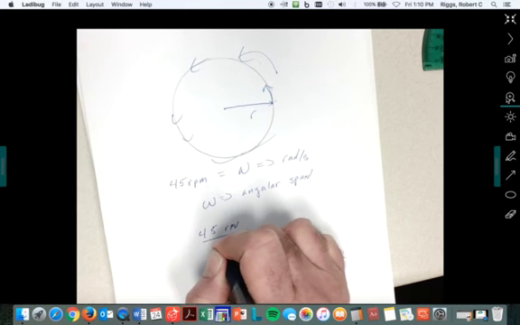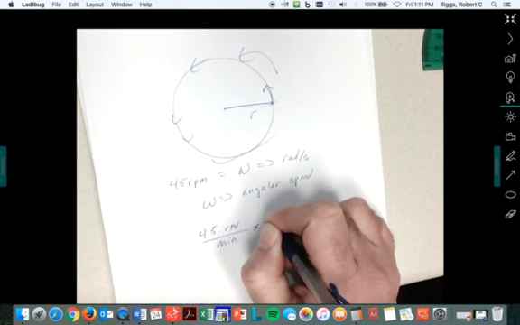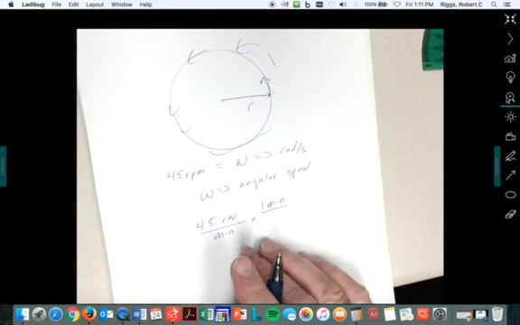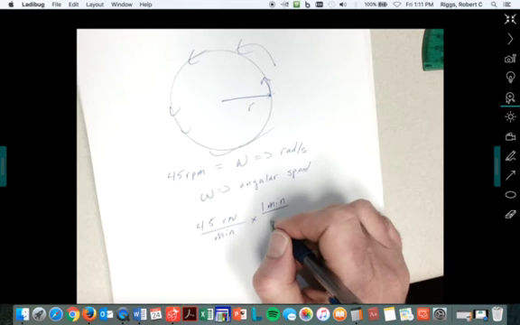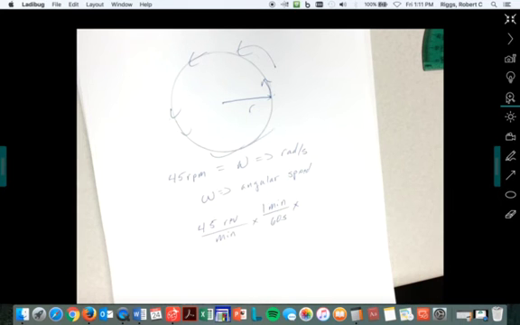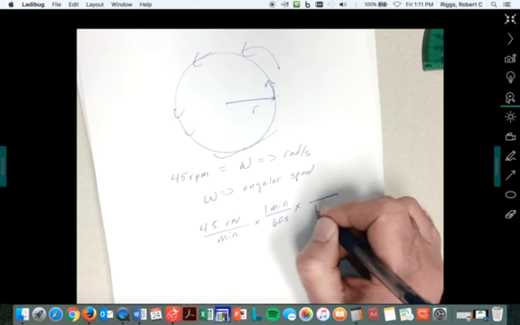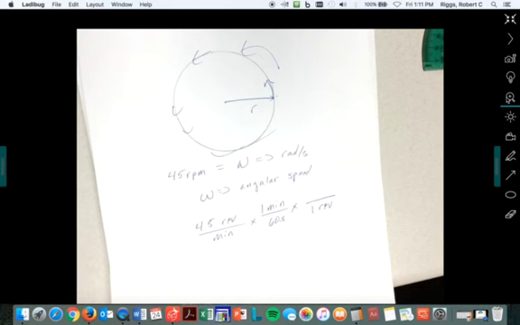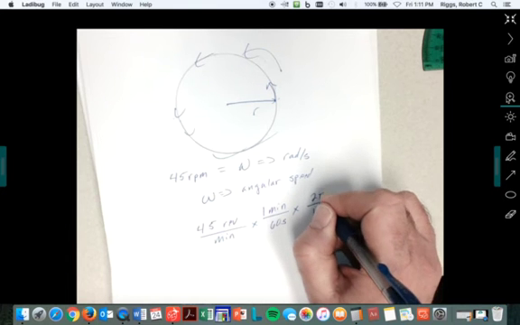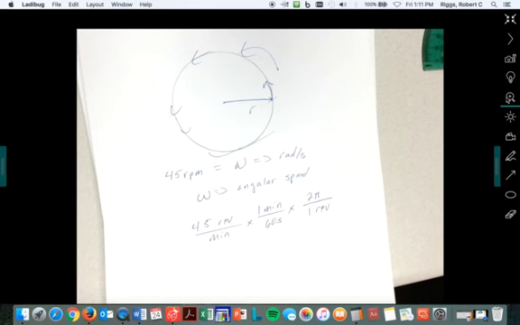revolutions per minute. Okay, to get rid of minutes, let's take 1 minute. How many seconds are in it? Because I need to get this in radians per second. Well, we got 60 seconds times, I've got revolutions down below. How many radians is one revolution? That's right. It's 2 pi. There you go. Multiply this out.